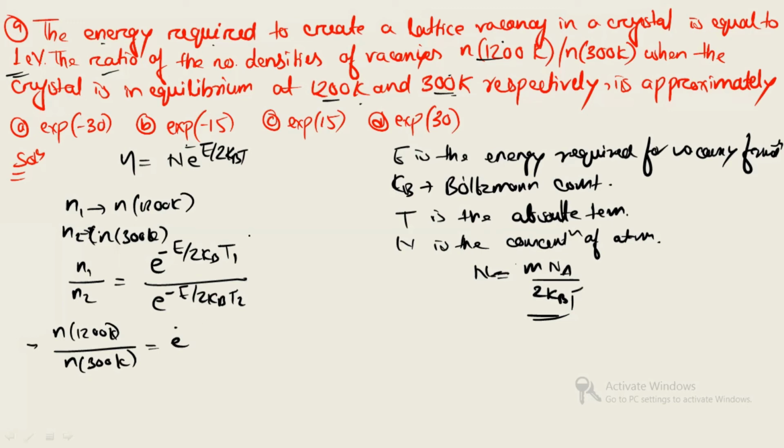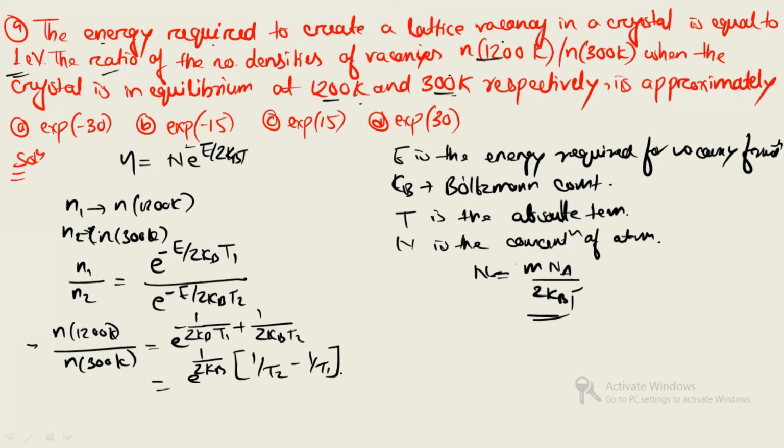Again, when you take this to the numerator, it will be e to the power, I'm just writing it once again, 1 by 2 kB T1. This will become plus 1 by 2 kB T2. Now when we take 1 by 2 kB common, this is 1 by T2 minus 1 by T1.